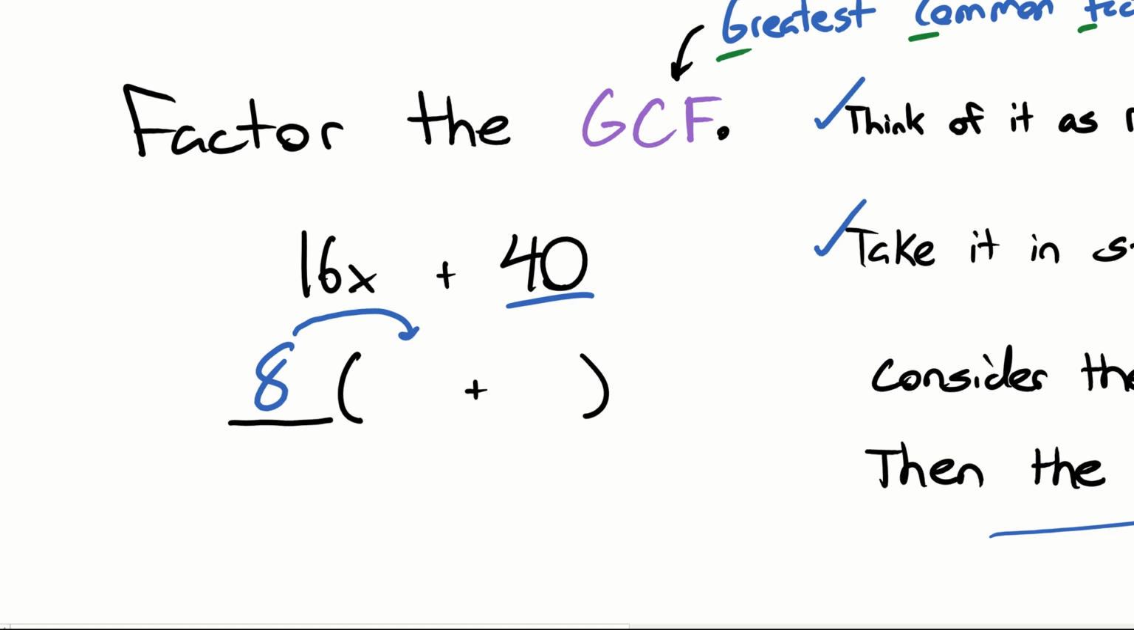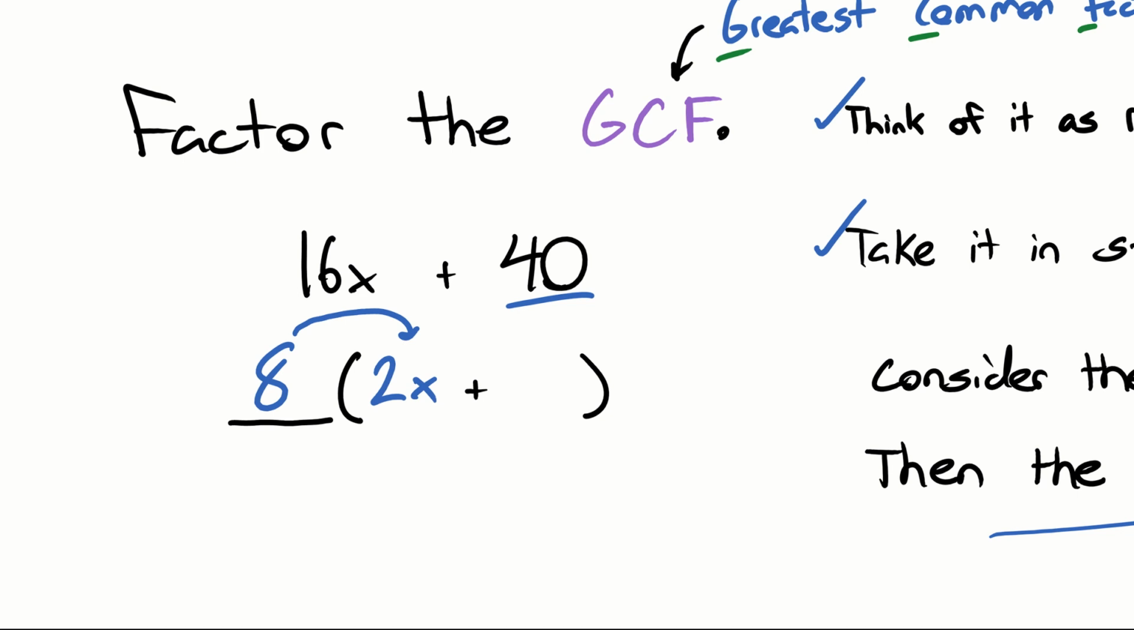Well, as we were saying earlier, 8 times 2 gives you 16, but I'm not just trying to get back to only a 16. I'm trying to get back to a 16x, as you can see. So 8 times 2x goes into that first slot in the parentheses.